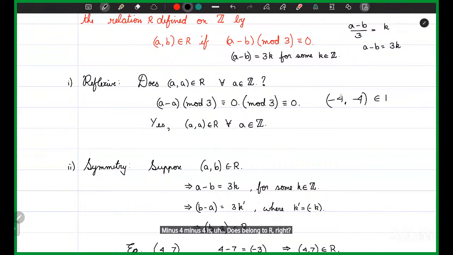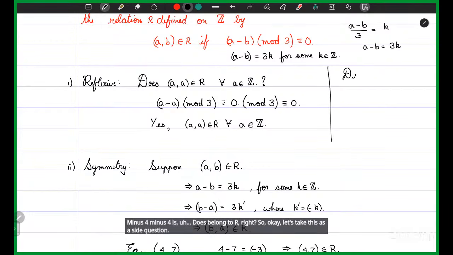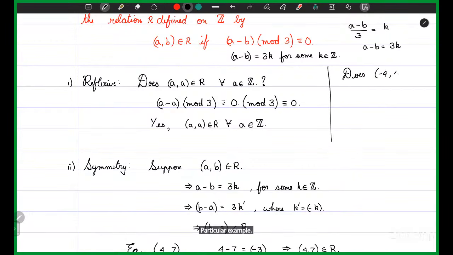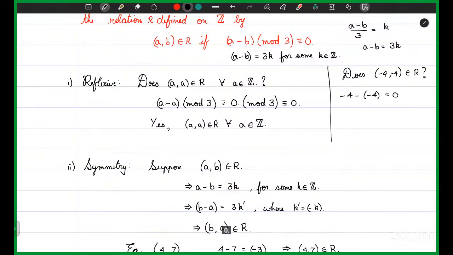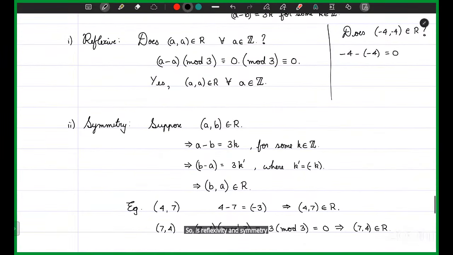Okay, let's take this as a side question. Particular example, does -4 belong to R? What is the difference between -4 and -4? -4 minus -4, this is A minus B, and that is 0. 0 by definition is 0 mod 3, or 0 mod 3 is 0. Is that fine? So is reflexivity and symmetry clear for everyone?